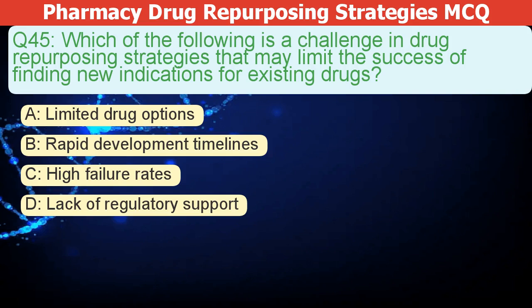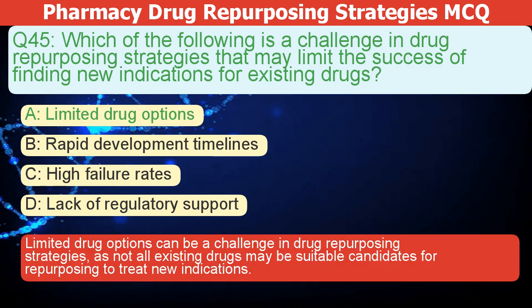Which of the following is a challenge in drug repurposing strategies that may limit the success of finding new indications for existing drugs? A. Limited drug options. B. Rapid development timelines. C. High failure rates. D. Lack of regulatory support. The correct answer is A. Limited drug options can be a challenge in drug repurposing strategies, as not all existing drugs may be suitable candidates for repurposing to treat new indications.